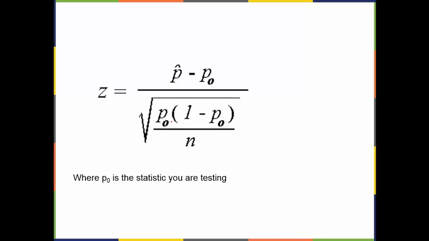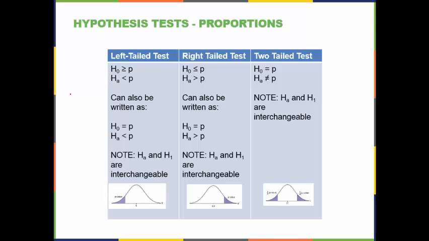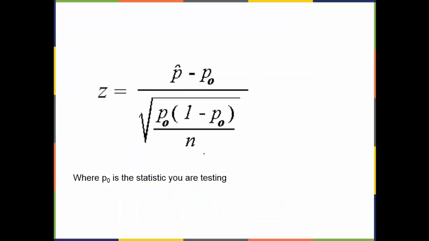Proportions work very much the same way. You can see left-tailed test, right-tailed test, and a two-tailed test. Again, left tail, the arrow is pointing to the left; right tail, the arrow is pointing to the right; not equal to, it's both. We use a z-test statistic for proportions. So you have p hat minus p naught. You've seen parts of this before when we worked with confidence intervals.